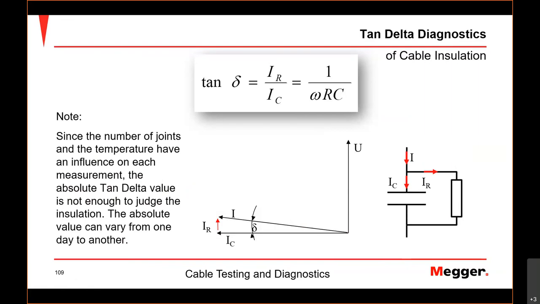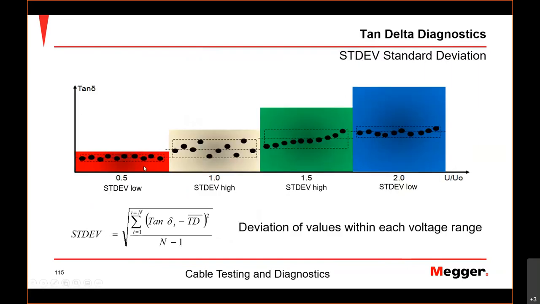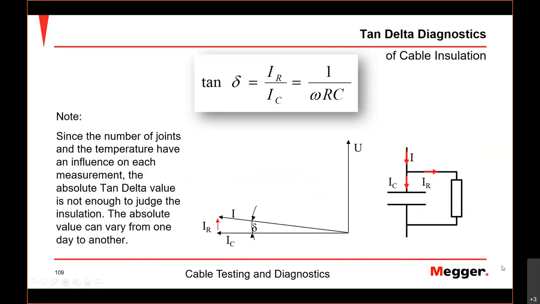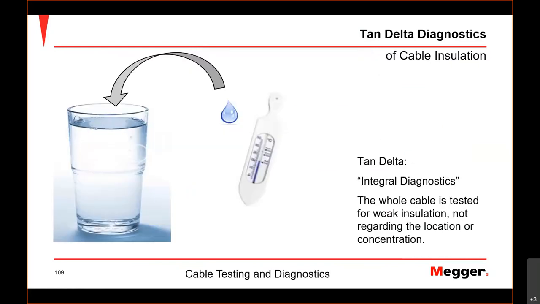But the thing is, we will be doing a certain number of measurements for a couple of minutes. It's relatively quick, and we do that at 0.5 times phase to ground, at one time, 1.5 and 2 times phase to ground, where the North American standard is doing that only at 3 voltage levels, and the rest of the world is doing that in 4 different levels. So that's basically the rough background. The tan delta measurement is influenced by temperature and number of joints also. So it's not enough to look at just the tan delta value. We look at some more considerations.